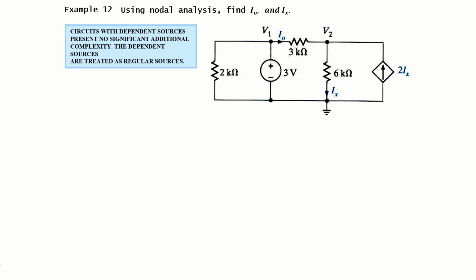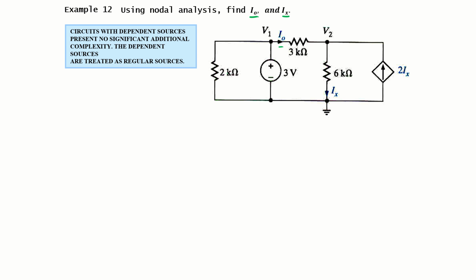So the approach remains simple. If you find a voltage source, identify whether it's a simple independent source or basically making a supernode or not. If it is making a supernode, identify that and write the equation for that supernode. If you look at this circuit, we need to find I naught and Ix, which is basically the current through 3 kilo ohm and 6 kilo ohm.